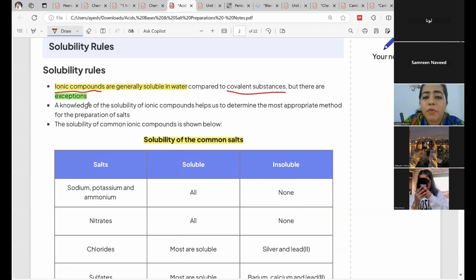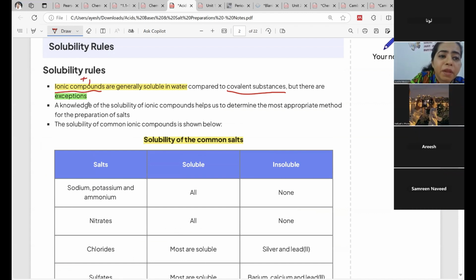About the ionic compounds, because they have positive and negative both ions at a time, so they are most of the time soluble in water because of this positive negative ion as compared to covalent. Only some of the covalent substances will be soluble, maximum are insoluble. Maximum ionic compounds are soluble, except some. There are some exceptions as well. So what you can do, you can just remember those exceptions and remaining ionic compounds will be soluble.